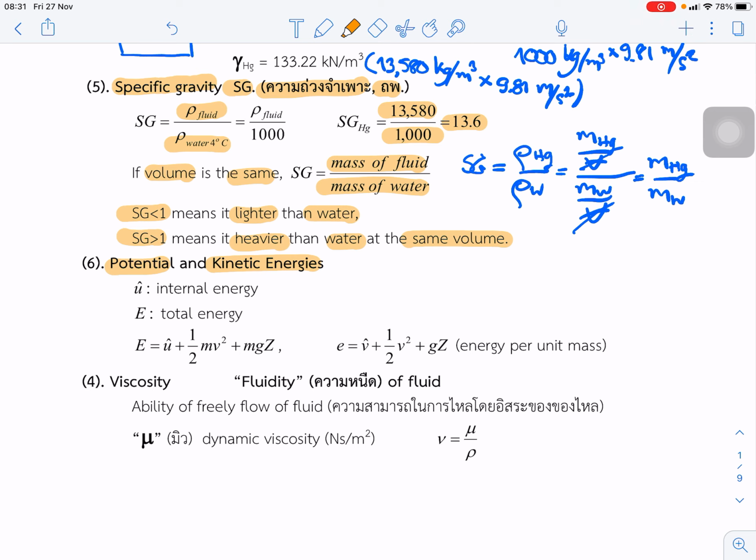And the next parameter is the potential and kinetic energy. With this we can write the equation that E, total energy, is a combination of the potential energy and kinetic energy. This term represents the potential energy, and this term represents the kinetic energy.